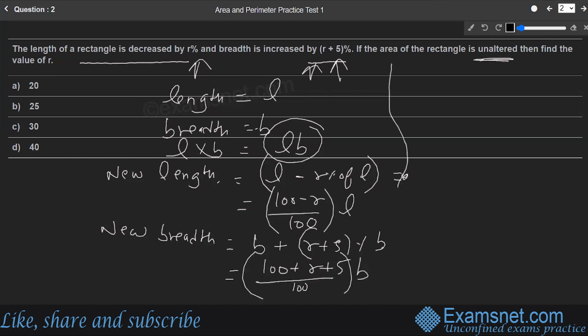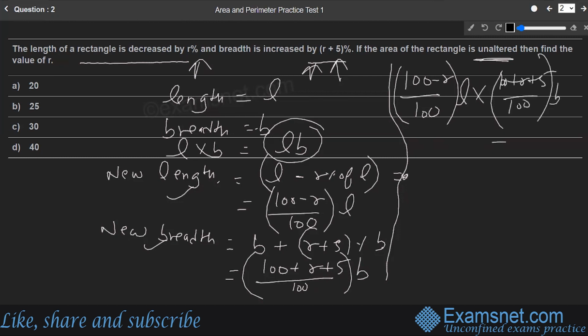Okay, now he says the new area is still unaltered, that is the new area is equal to old area only. So let us find out the area with new length and new breadth. The area is always length into breadth, so new area is 100 minus r over 100 into L, into the breadth part 100 plus r plus 5 divided by 100 into B, which is actually equal to L into B, because it is not changed. So clearly L and B get cancelled from both the sides, so we are left with 100 minus r over 100 into 100 plus r plus 5 by 100 is equal to 1.